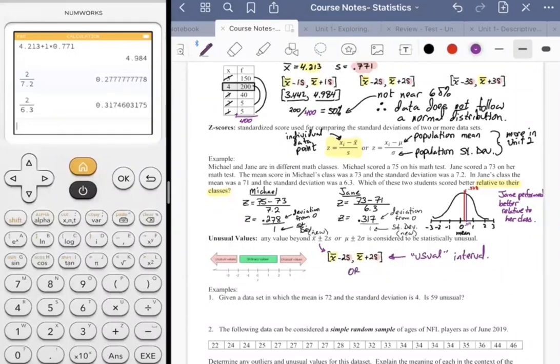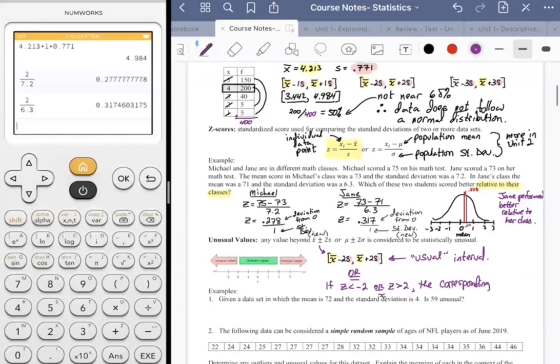Or if your z-score is less than -2 or greater than +2, the corresponding X value is unusual. All right. If the z-score is less than -2 or greater than +2, the corresponding X value is unusual.